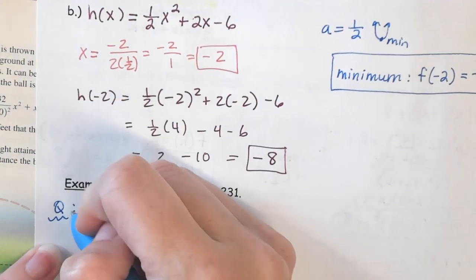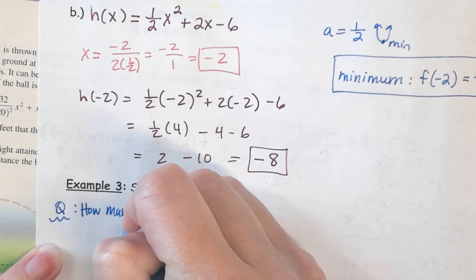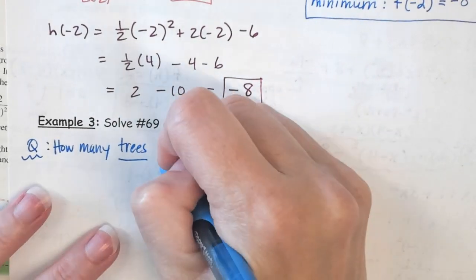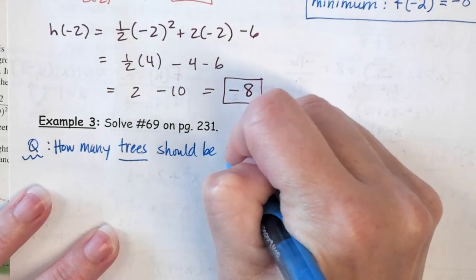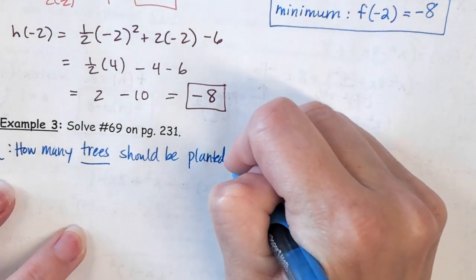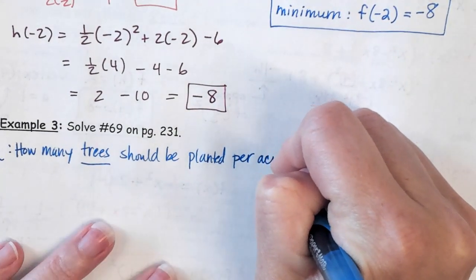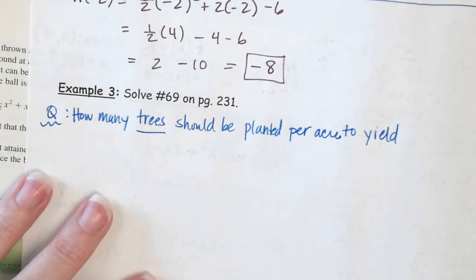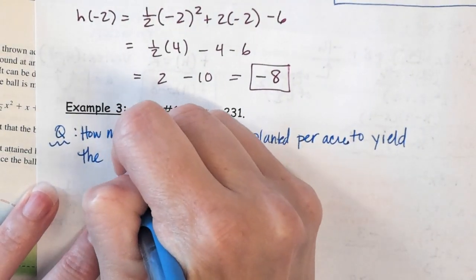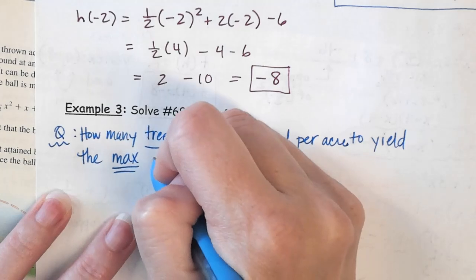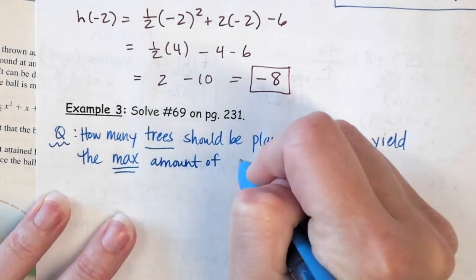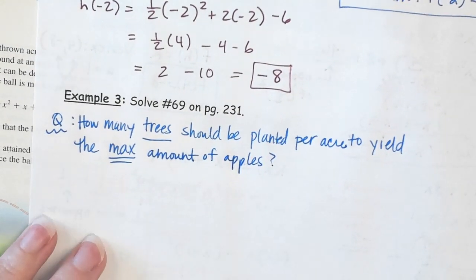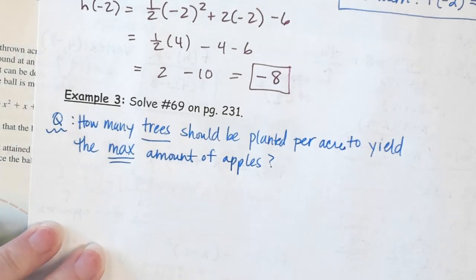Okay, so how many trees should be planted per acre to yield the maximum amount of apples? How many trees should be planted per acre to yield the max amount of apples?